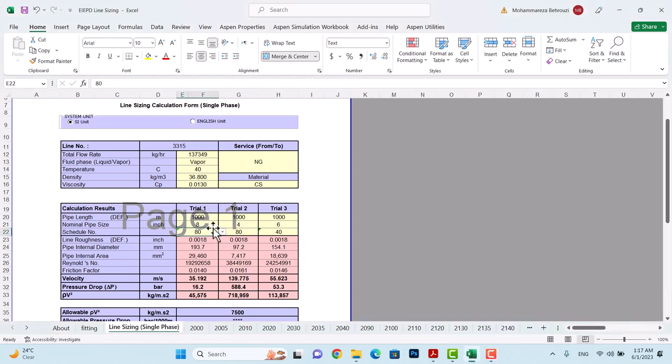So here I'm going to start with 8 inches and 10 inches and 12 inch. Here we have a schedule number. It is normal practice for process engineers to take a standard for such diameter. From my experience, I can say that when we select the diameter of 8 inches and above, it is better to select the schedule with a standard year.